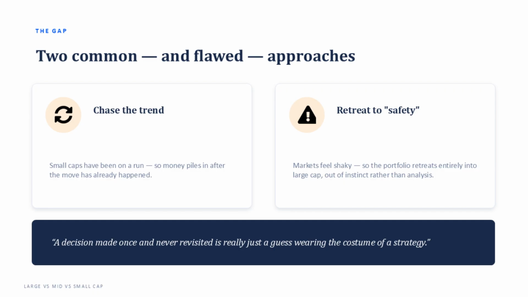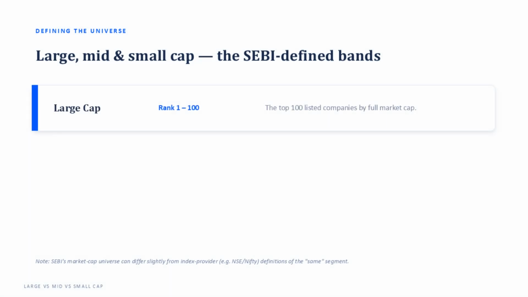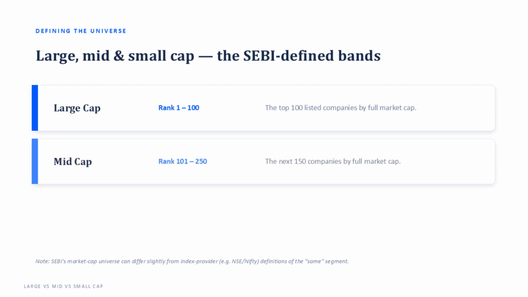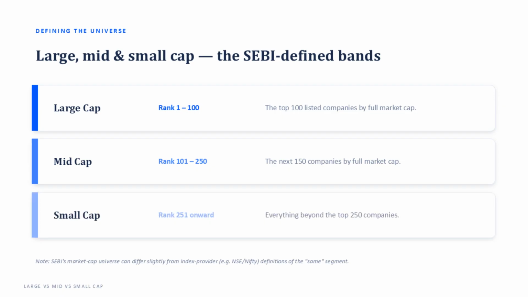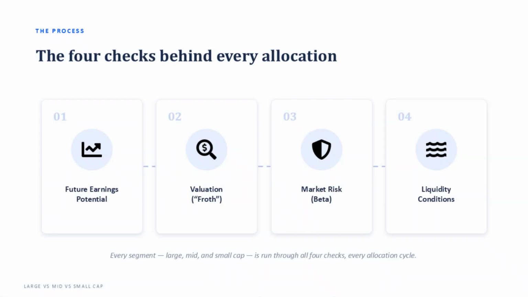So how do professional allocators actually make this call? They run each segment, large, mid, and small cap, through the same 4 checks every single time. Before the 4 checks, it helps to be clear on what large, mid, and small cap even mean. Using the standard SEBI-defined bands, the top 100 listed companies by full market cap are considered large cap, the next 150 are mid cap, and everything beyond that is small cap. That's the universe being sliced up. Now, here's how professional teams decide how much weight to give each slice.